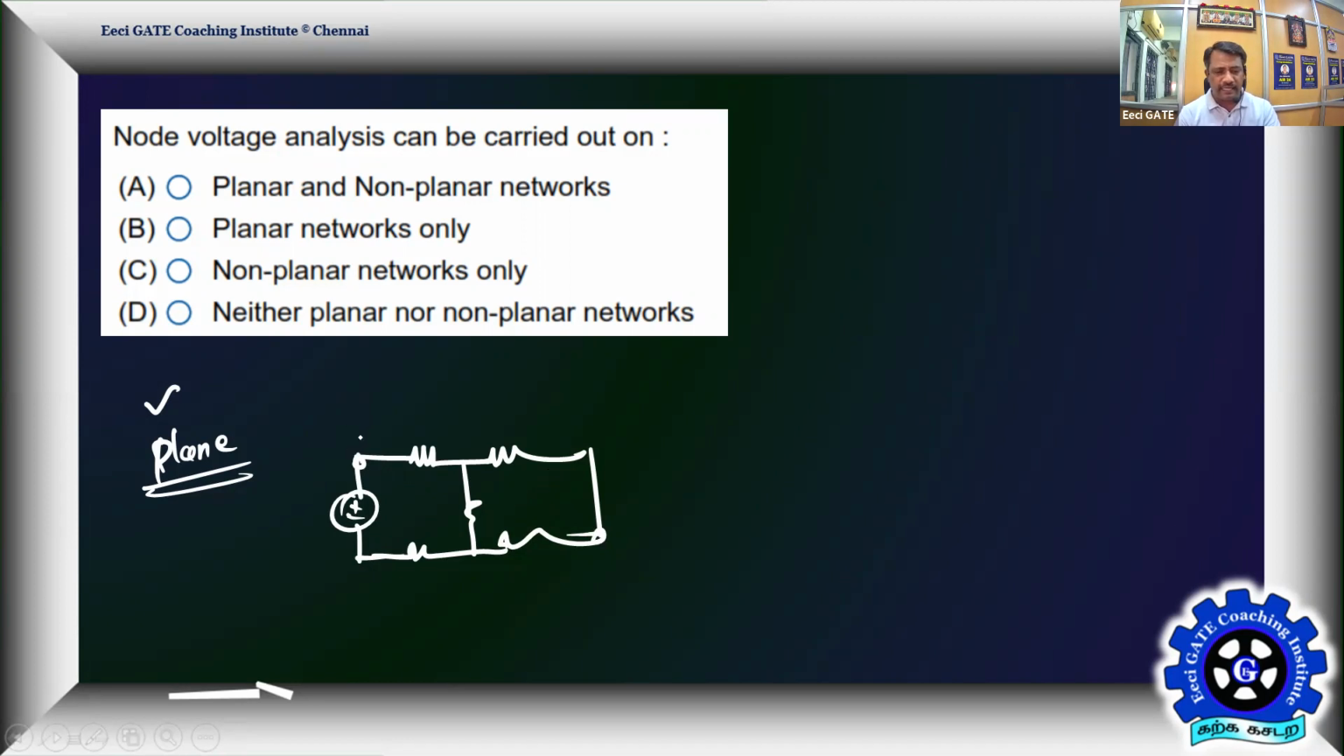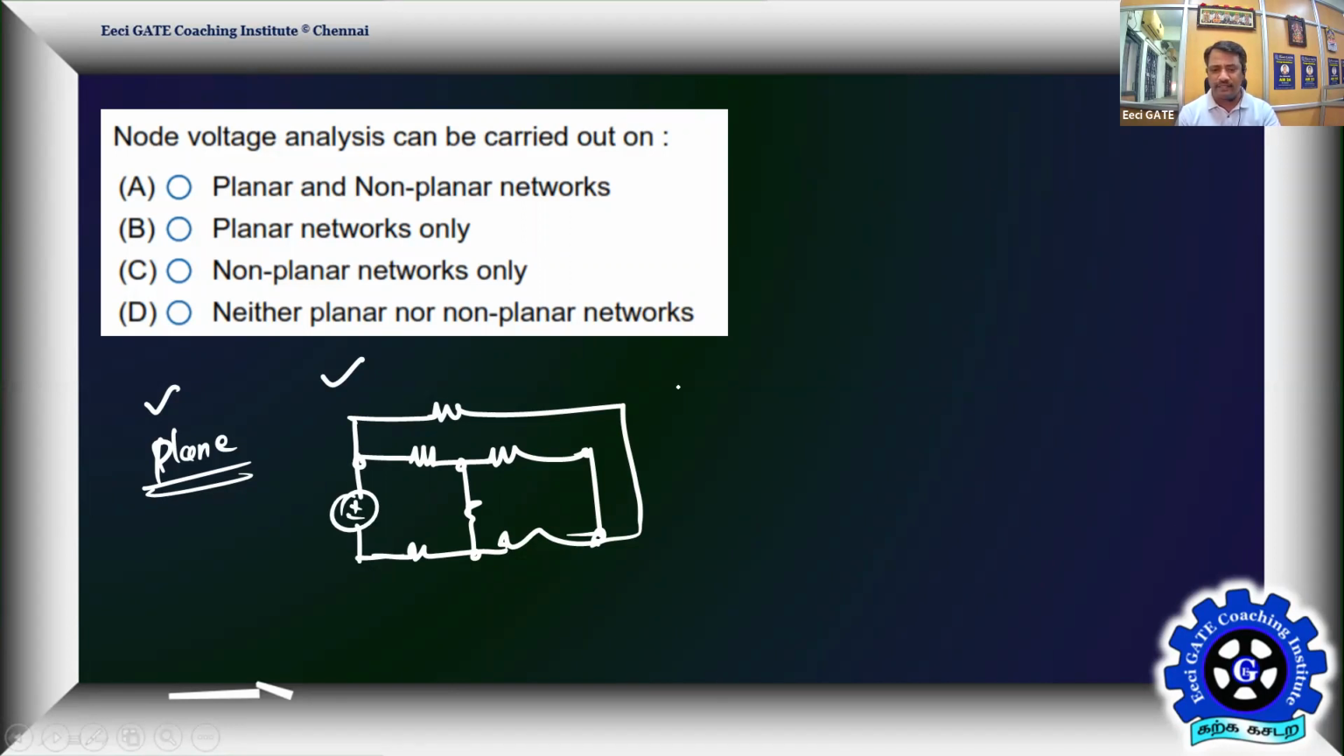Planar means we can connect this way. Instead of that resistance crossing, you can connect this way. Still, I can put the circuit in the available surface without any crossing. It was looking like a non-planar circuit, but I can still make it a planar circuit. This is a good example of a planar circuit where one can go comfortably with the nodal analysis. Node voltage analysis is nothing but nodal analysis.